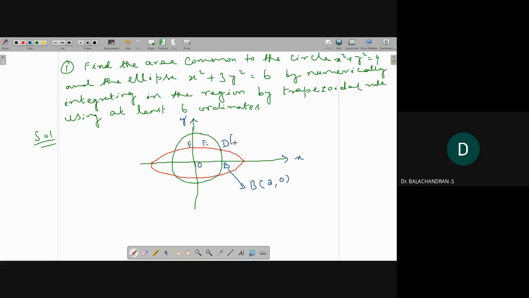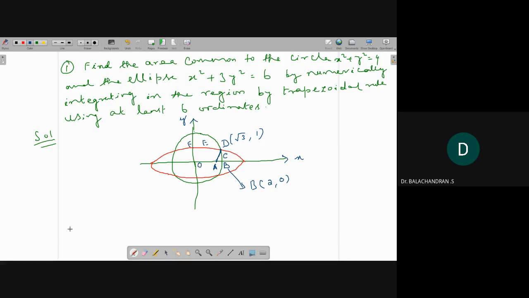That is (√3, 1), so you can verify later. So D is (√3, 1), and this arc is C. I'm going to draw a straight line. Okay, it's not looking like a straight line, but it is a straight line. This point is A. Now, the common area.